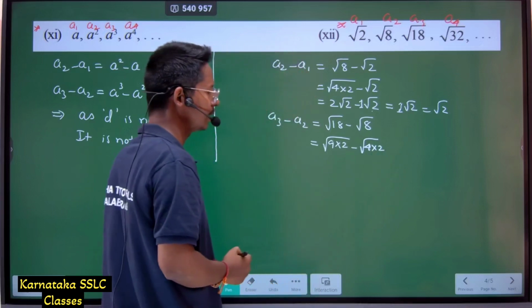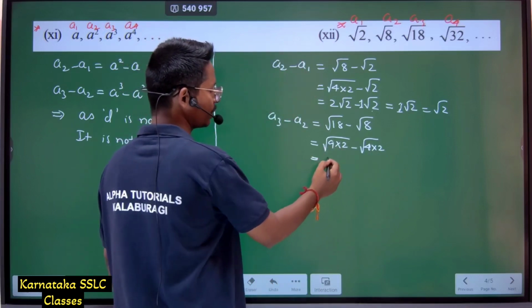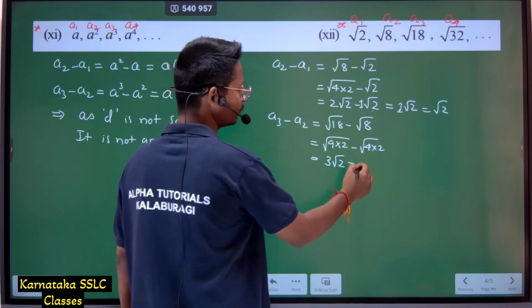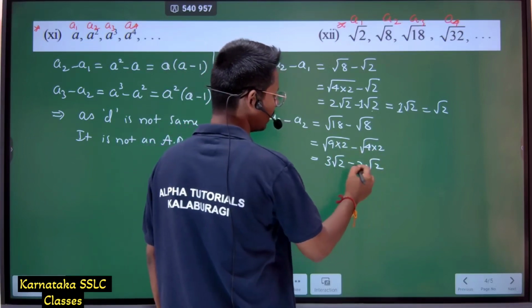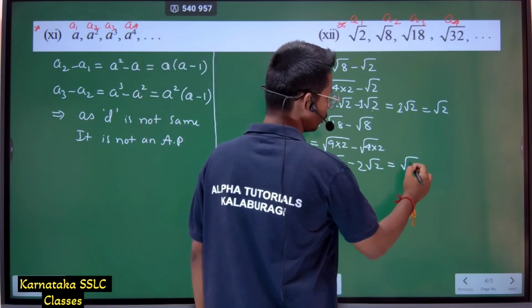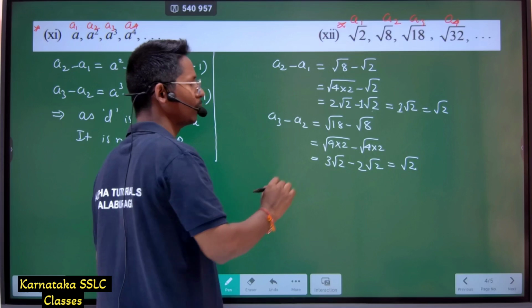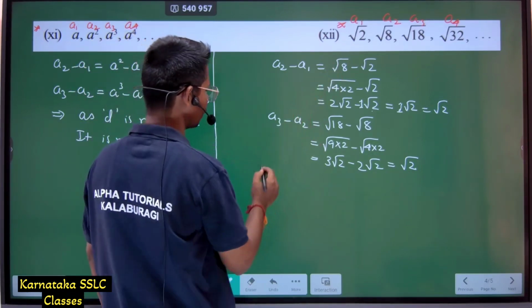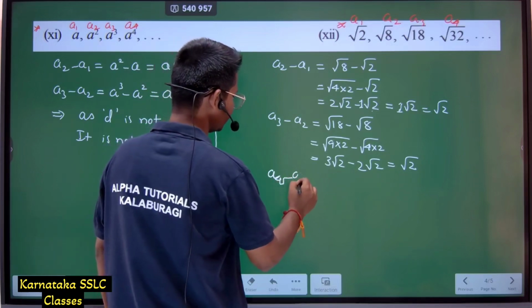Okay, correct? Now, 9 is a perfect square. Out of the root it is 3 root 2, minus, 4 is a perfect square, out of the root 2 root 2. Again you can find like terms, 3 root 2 minus 2 root 2, 1 root 2, or you simply can write root 2. Now, so far I am getting the same common difference, so I'll get the next common difference for the next pair.